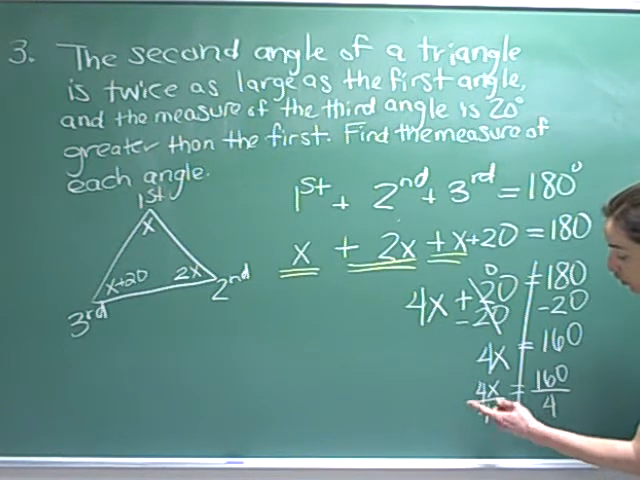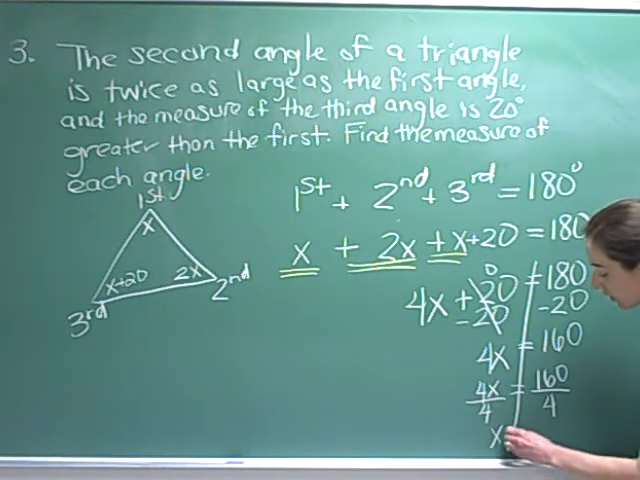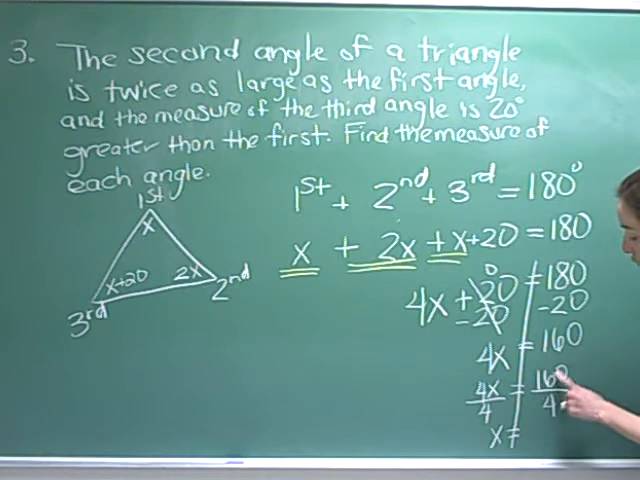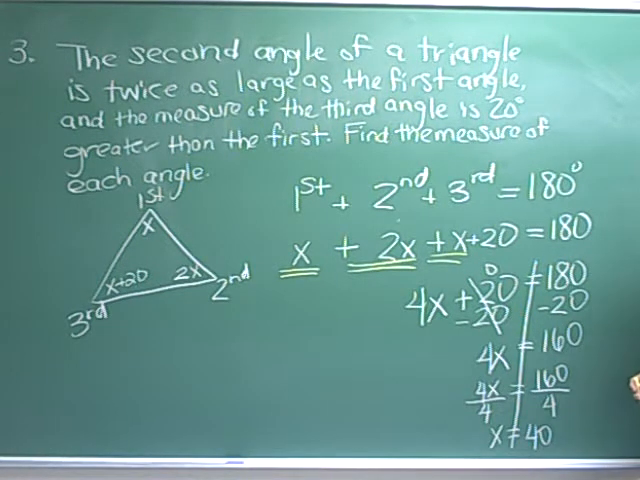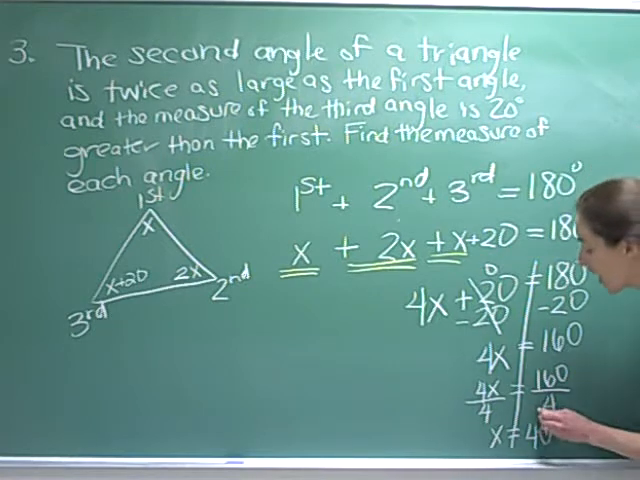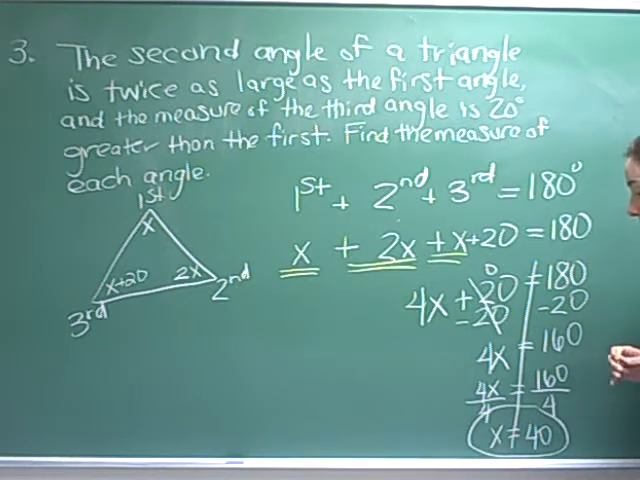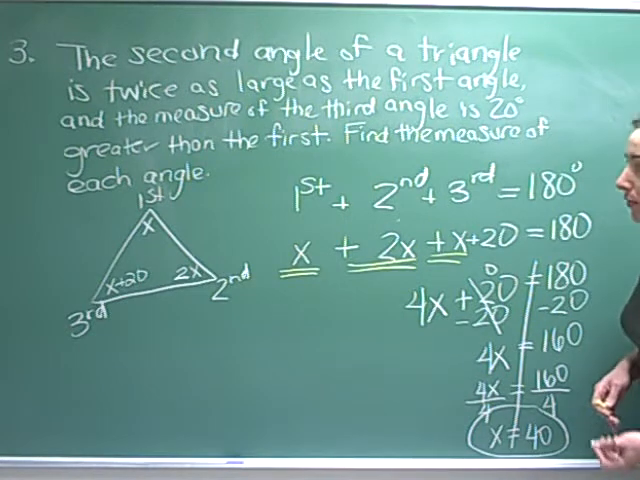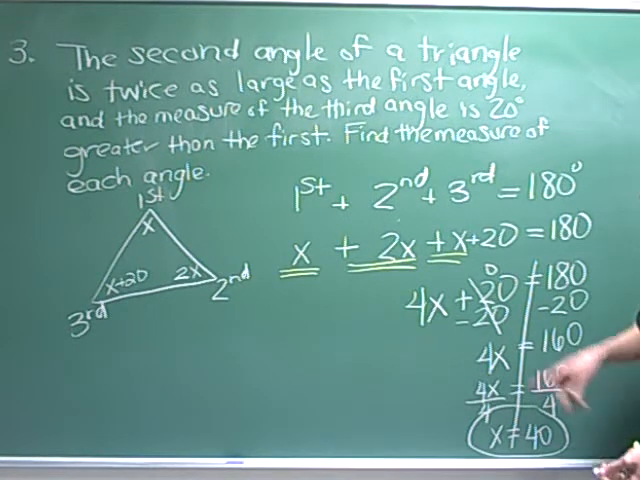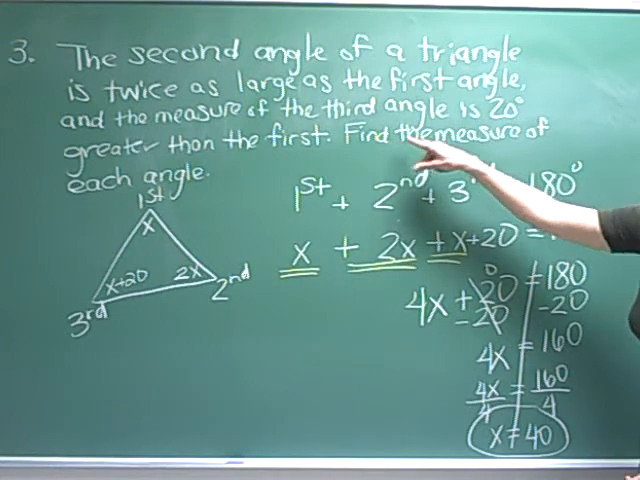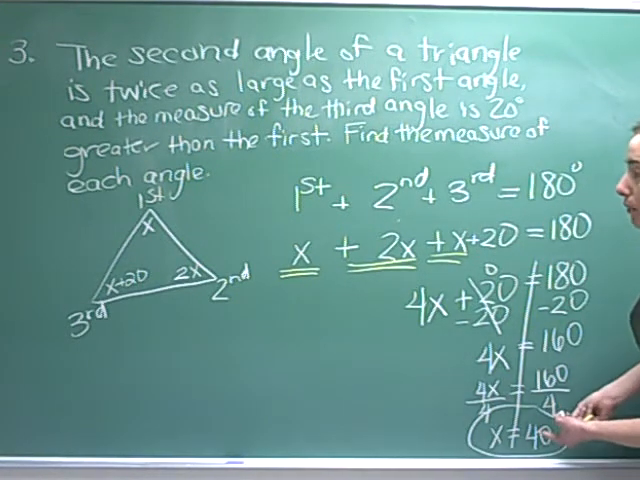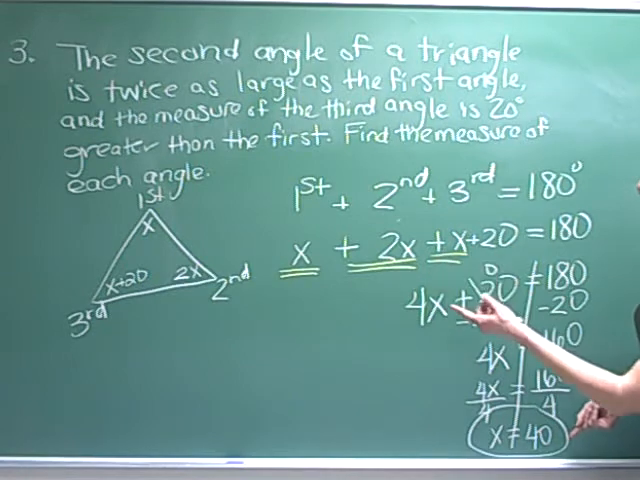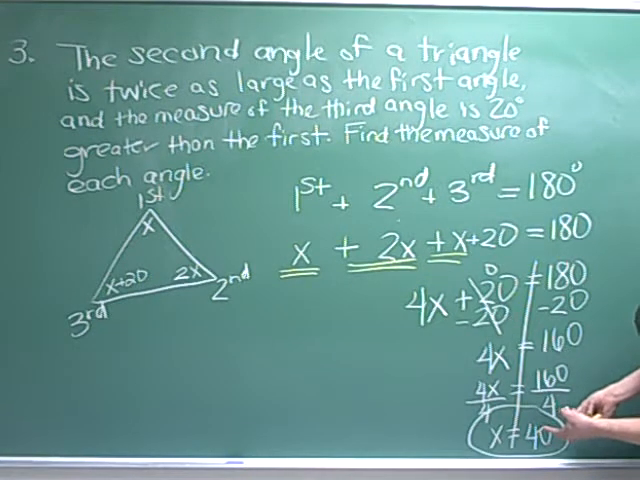4 divided by 4 is just 1, so I'm left with 1X. And on this side, 160 divided by 4 is 40. So at this point, I see a lot of students get super excited and they circle this because they know what X is, it's 40. And they move on and they get this problem wrong. Because we haven't answered our question. The question asks to find the measure of each angle, and all I found right now is X. So I'm going to go back and look at my little diagram I drew and see what this X is representing.